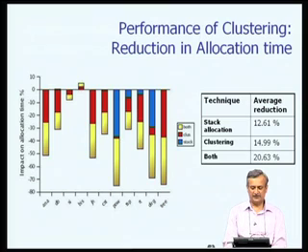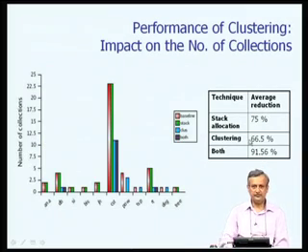So, if we combine stack allocation and clustering, then the allocation time reduction happens quite a bit. Due to just stack allocation, there is a 12% reduction, with just clustering there is a 14% reduction, and with both there is a general average reduction of 20% in allocation time.